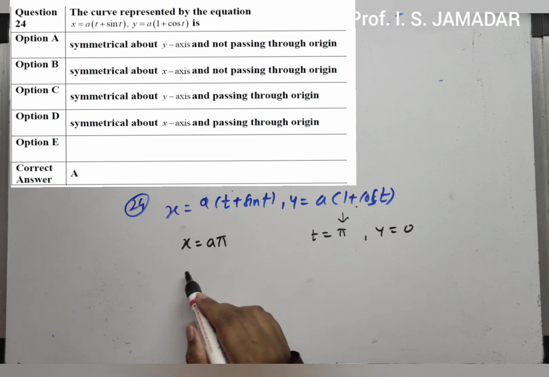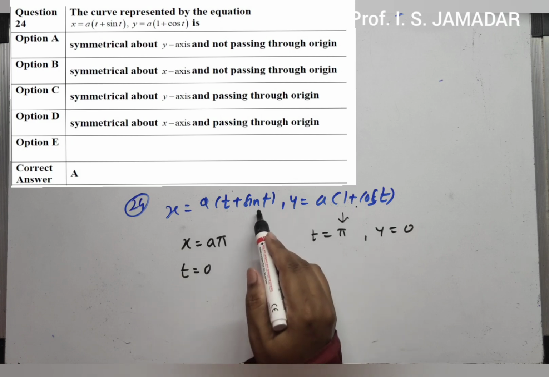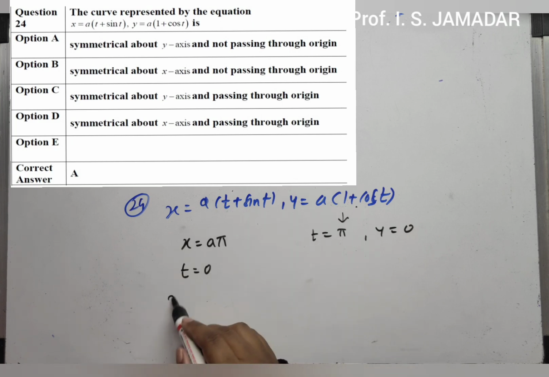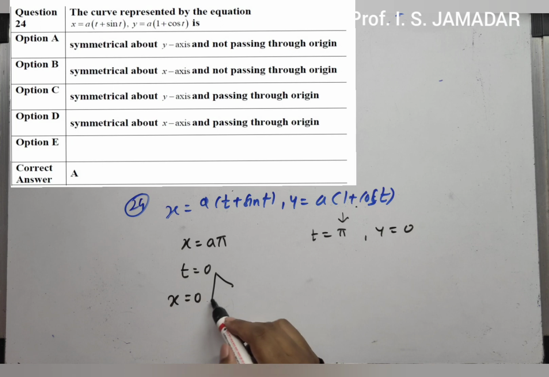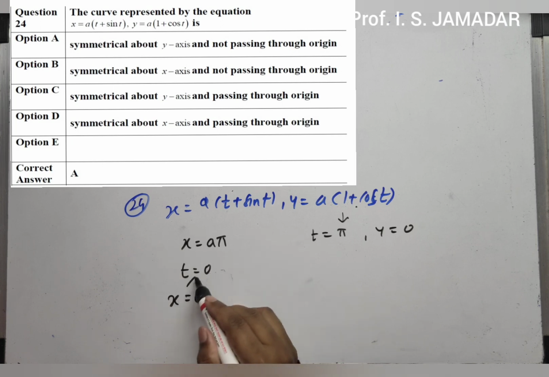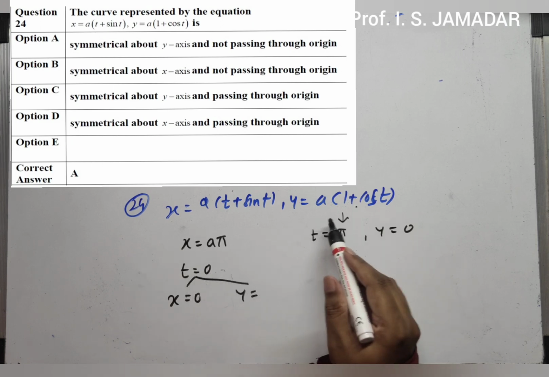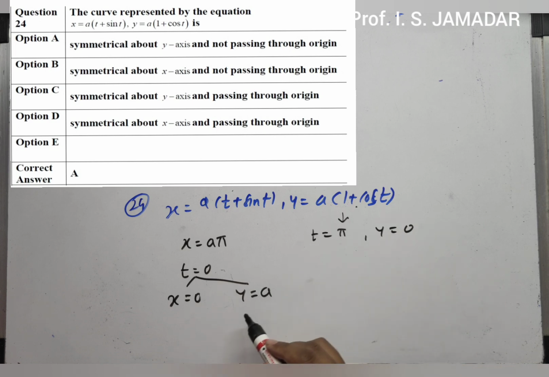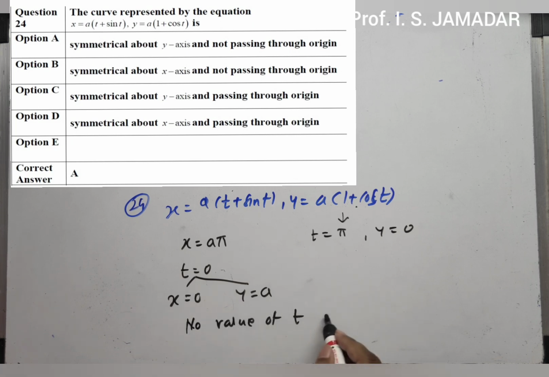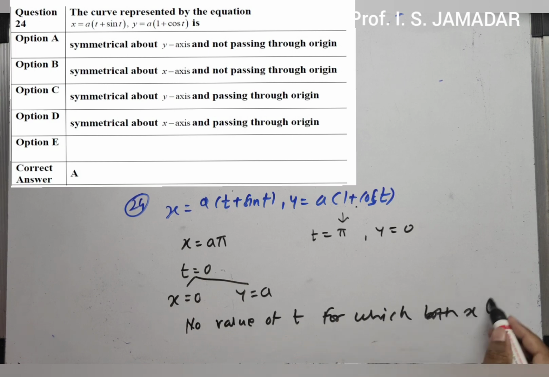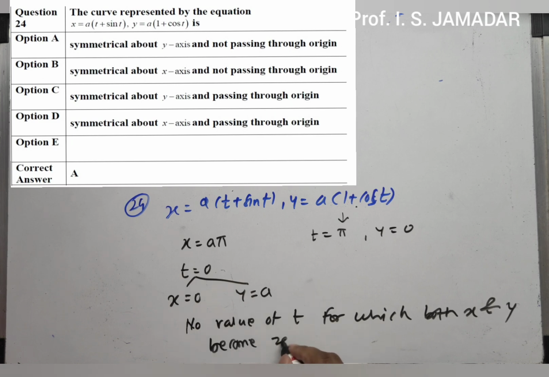And for t equal to 0, x becomes 0. But what you can say about y? For t equal to 0, y will be a. So we are not having any value of t for which both x and y become 0. So no value of t for which both x and y become 0.